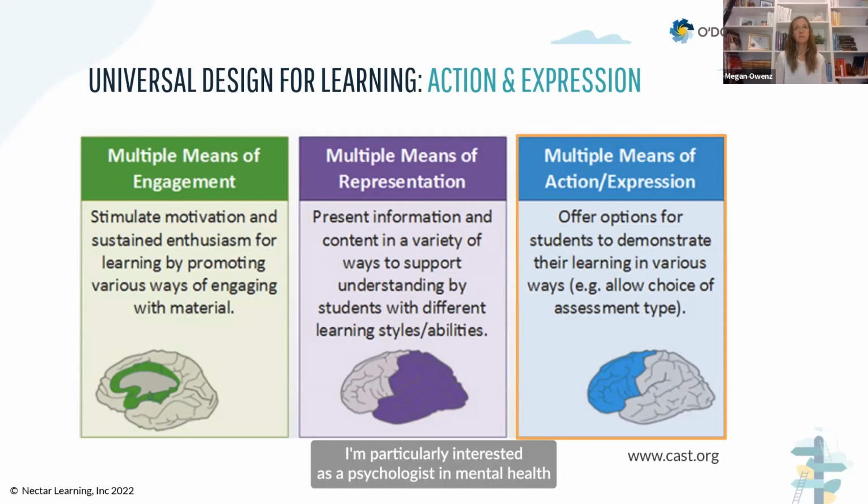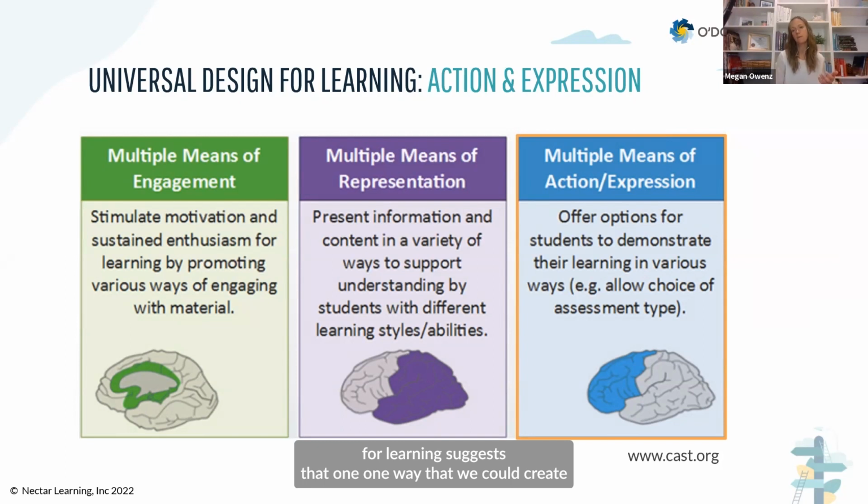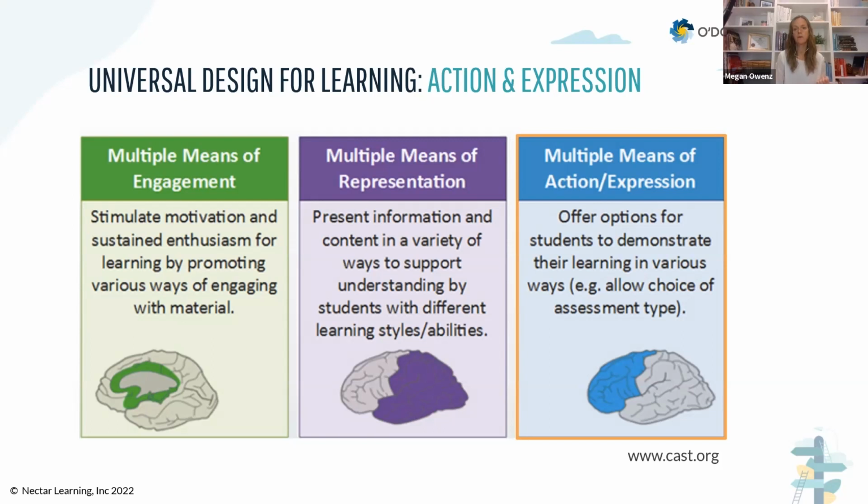So research shows that it helps all students achieve in a classroom, not just your students with disabilities. I'm particularly interested as a psychologist in mental health and how things like test anxiety and performance anxiety might be impacting students in a classroom. And so Universal Design for Learning suggests that one way that we could create a better designed class is to provide multiple means of engagement, representation, how we present our material, and then action and expression, which is highlighted in orange on the screen, because that's really where I have started to do a lot of innovations and some research as well.